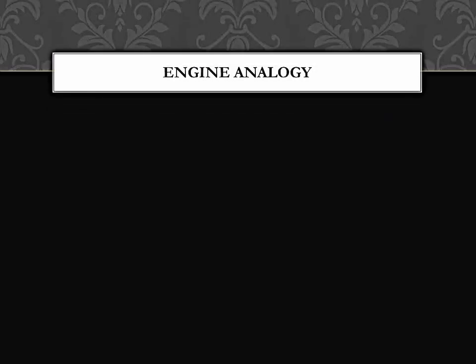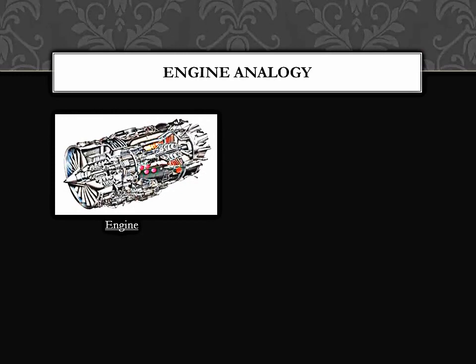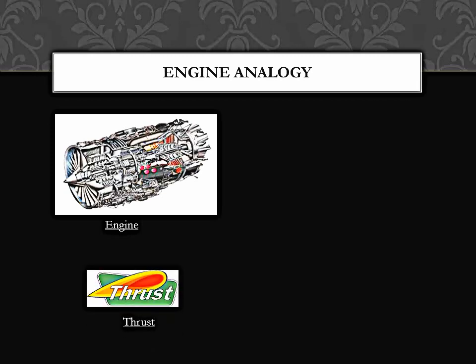Now the engine. What is the purpose of the engine for an aircraft? What does it do for the aircraft? The purpose of the engine is to convert the fuel or the propulsion into actual usable energy. The actual usable energy, in aircraft terms, is called thrust. If the thrust is more, then the aircraft can fly.